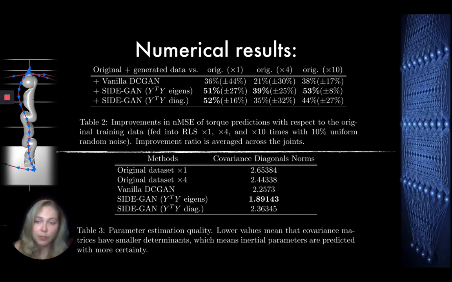And the table at the bottom finally is the parameter estimation quality. It shows the confidence of inertial parameters prediction. As you see, both SIDE-GANs with eigenvalues and diagonal fitness scores represent the best and close to the best results.